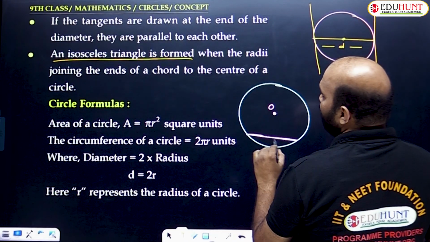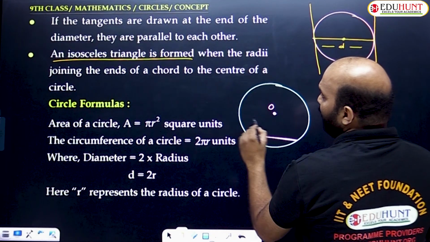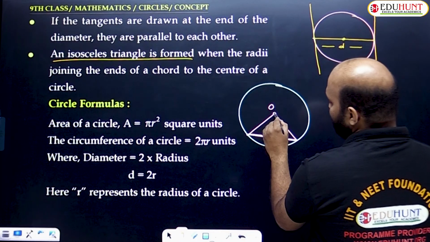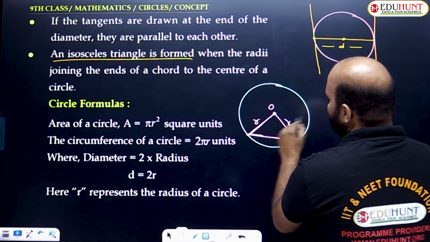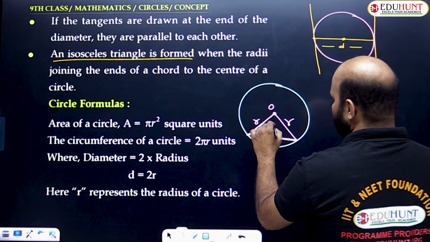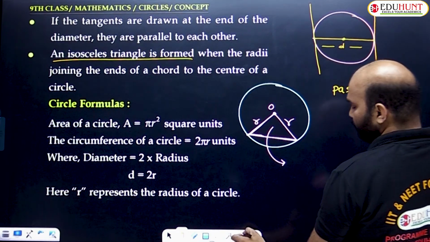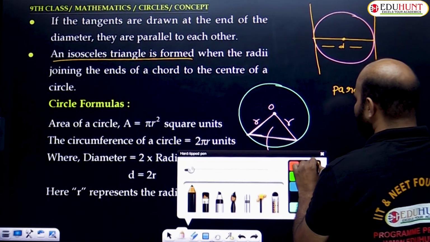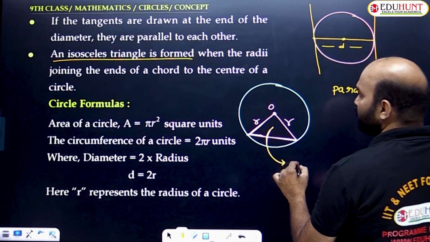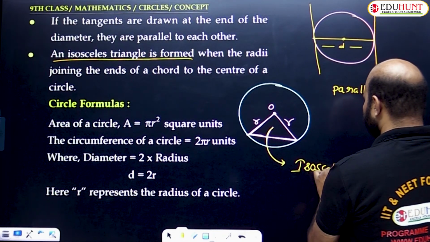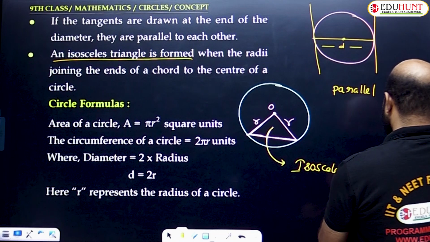If the radii are joined to the ends of the chord, just like that, these are two radii. So the triangle that is formed here should be an isosceles triangle. This is an isosceles triangle. Am I clear?